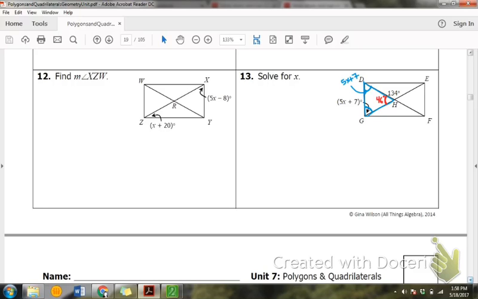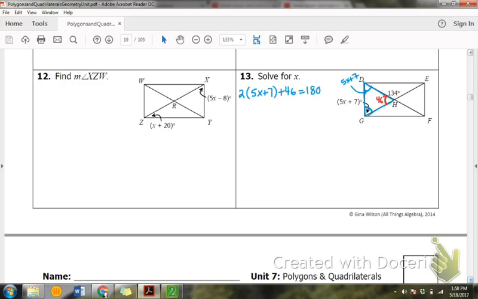And then we know that all three angles in that triangle add up to be how much? 180. So I can do 2 times 5x plus 7 plus 46 equals 180. You guys okay? Questions? Does that make sense? Yeah.